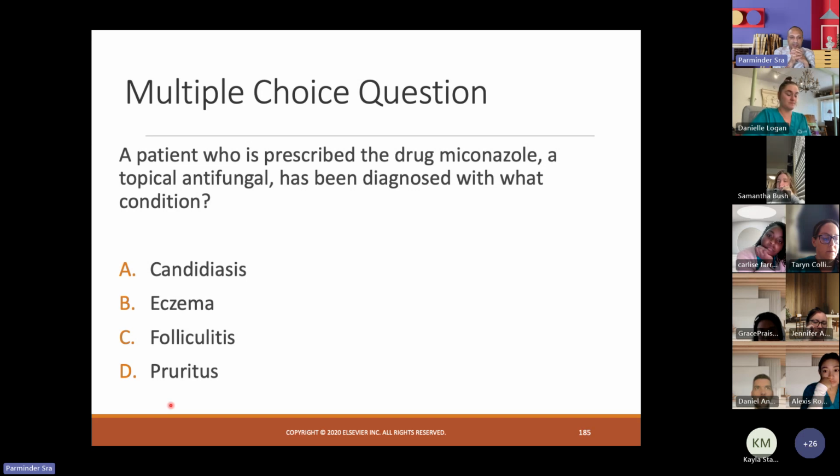Okay, great. Yes, A is the correct choice. Candidiasis. Miconazole is used for candidiasis. That's a yeast infection.